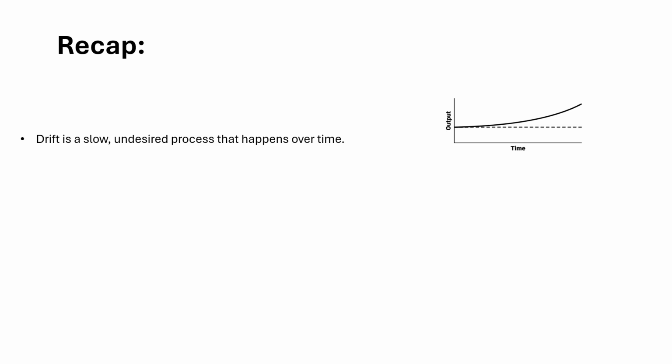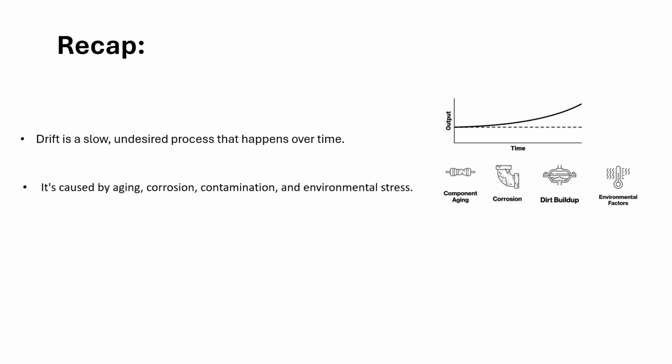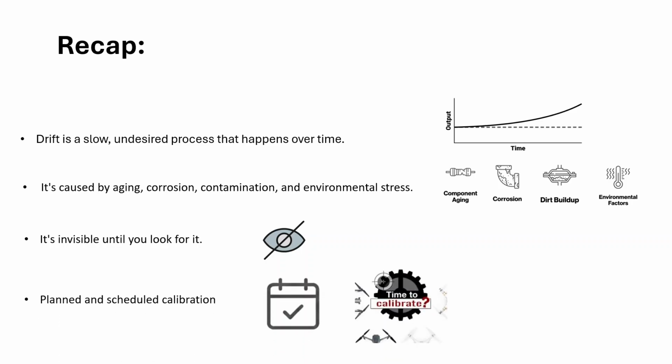So let's quickly recap what we covered. Drift is a slow, undesired shift in an instrument's output that happens over time, even when the input is perfectly stable. It's caused by aging, corrosion, contamination, and environmental stress. It's invisible until you look for it. And it's the primary reason we have planned, scheduled calibration programs in any serious instrumentation setup.